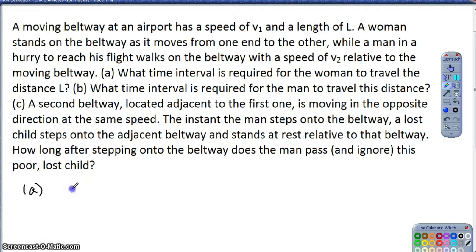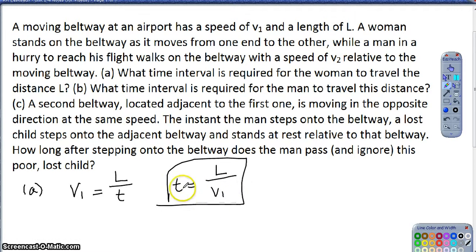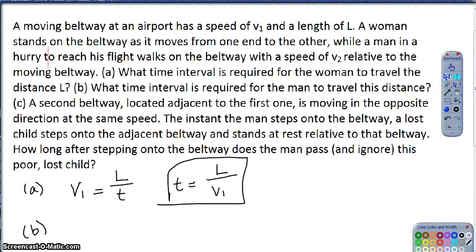Well, again, the woman is just standing on it, so she's moving at a velocity of V1. She needs to go a distance of L, and we want to know how long it took her, so it's a simple case: she's moving at a constant velocity. So if I just solve that for t, I would get L over V1. So the woman's time is not very tough to find. Part B hopefully is also pretty easy, although it is a little bit trickier.